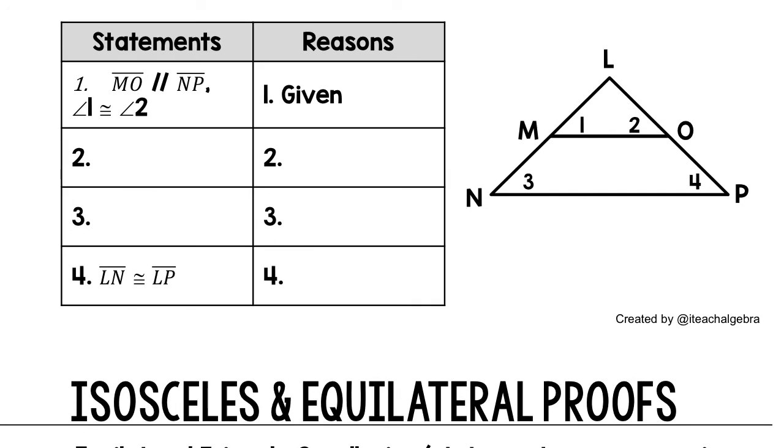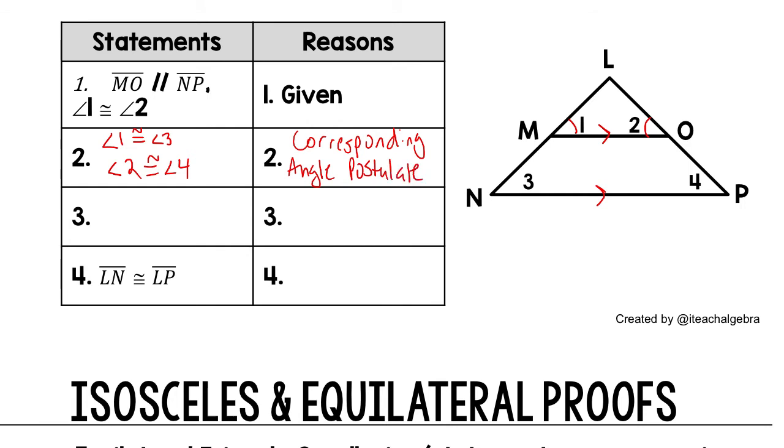We know that MO is parallel to NP. Well, let's draw our little arrows that show that. We know angle 1 is congruent to angle 2. Those are all given. So the two parallel lines here tell me that angle 1 is going to be congruent to angle 3, and angle 2 is going to be congruent to angle 4, because those are corresponding angles. So that's the corresponding angle postulate.